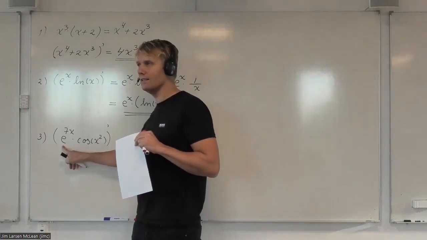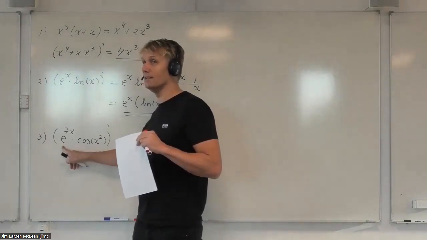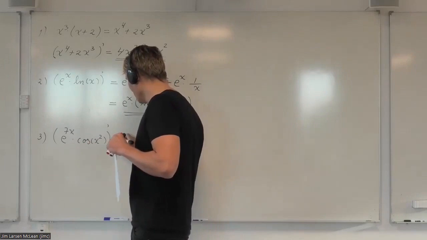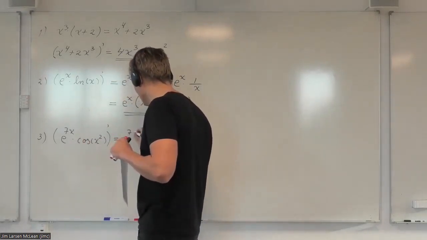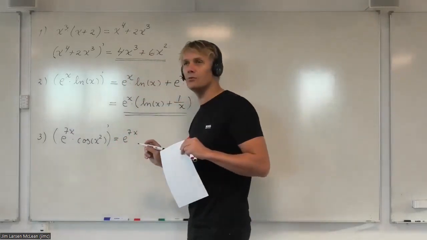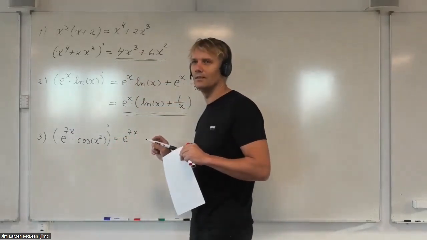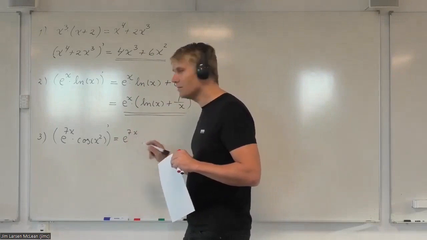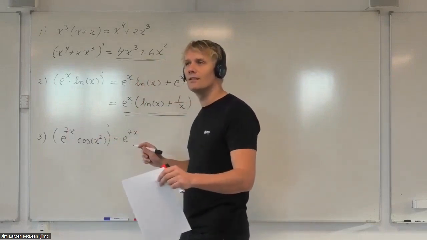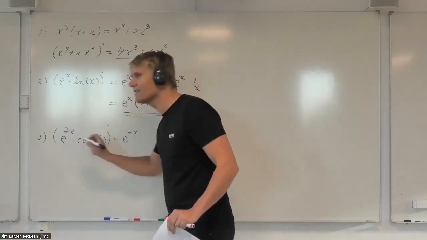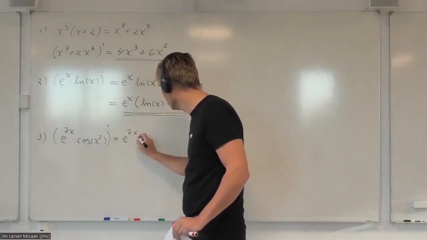So you need to use rules 3 and 5 within each other. So I start by differentiating e to the 7x. That's straightforward. Because e to the 7x is differentiated with respect to 7x, it gives e to the 7x. But I'm not supposed to differentiate e to the 7x with respect to 7x. I need to differentiate e to the 7x with respect to x. So I need to remember to multiply by 7x differentiated, and that gives 7.